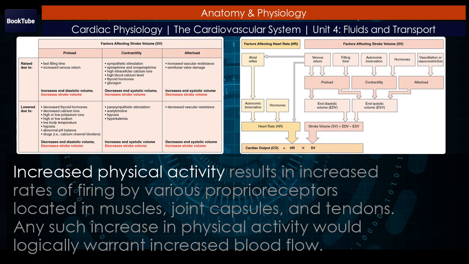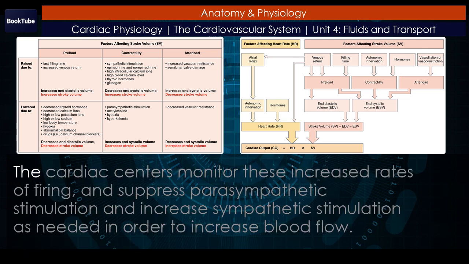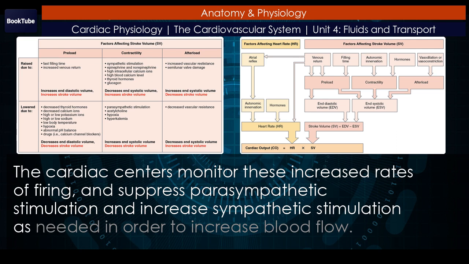Increased physical activity results in increased rates of firing by various proprioceptors located in muscles, joint capsules, and tendons. Any such increase in physical activity would logically warrant increased blood flow. The cardiac centers monitor these increased rates of firing and suppress parasympathetic stimulation and increase sympathetic stimulation as needed in order to increase blood flow.